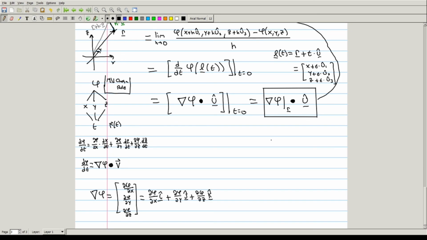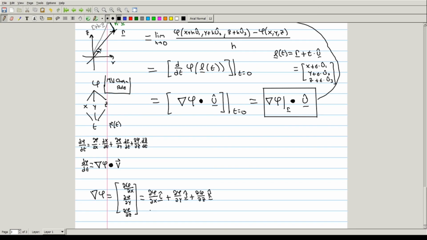This is an extremely useful formula. One of the first things that we can actually see about this formula, about why it's so useful, is that it gives us a very nice and very intuitive geometric relationship between the gradient vector and the direction that we're evaluating the directional derivative for.